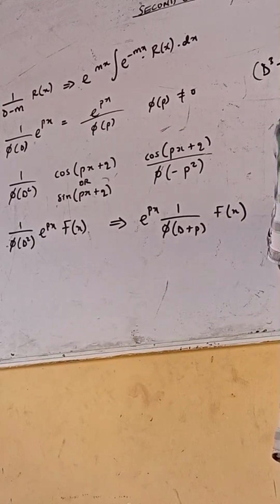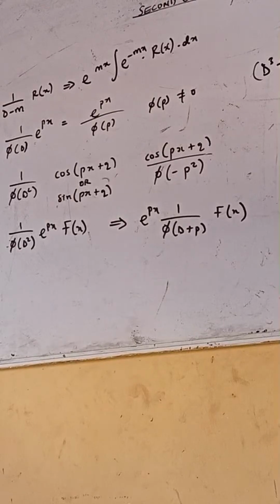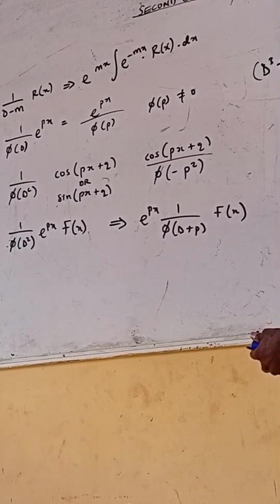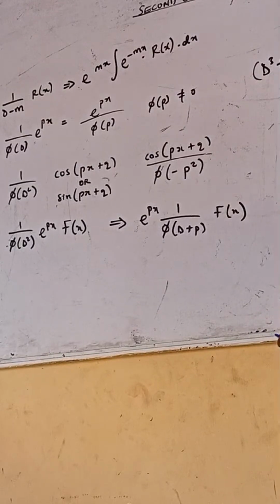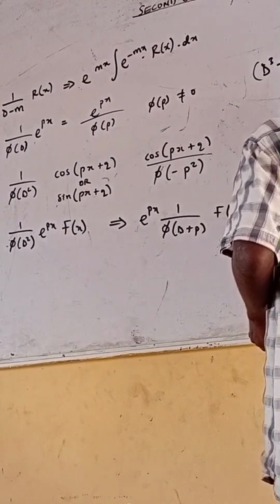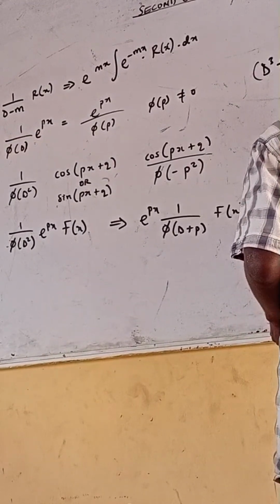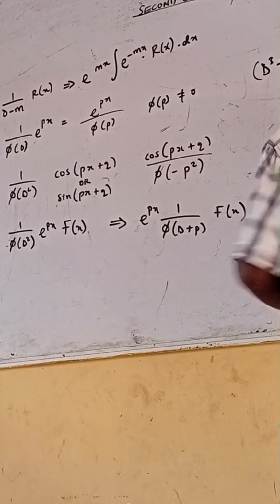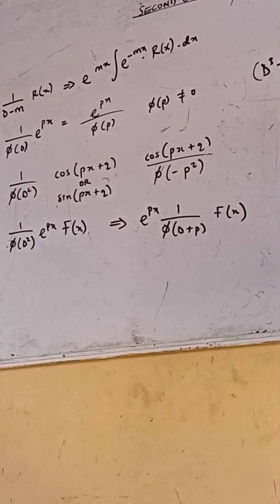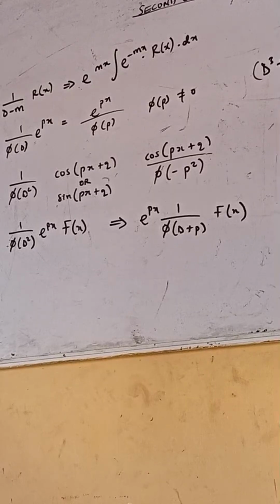Anywhere I see this, I put D plus p, where p is minus 2, squared. Anywhere I see this, I just put this. No, you don't need to add this again. Plus D. So our f of x here is cos x. So we now open this one and say we have e^(-2x) times 1 over D squared minus 2D plus D, cos x. So we have e^(-2x) times 1 over D squared minus D cos x.